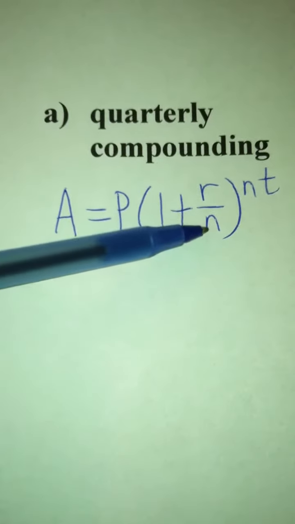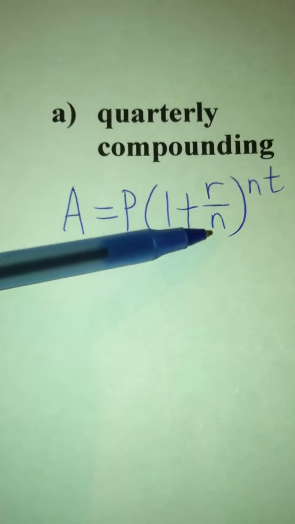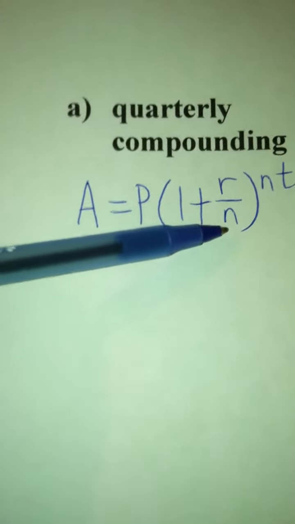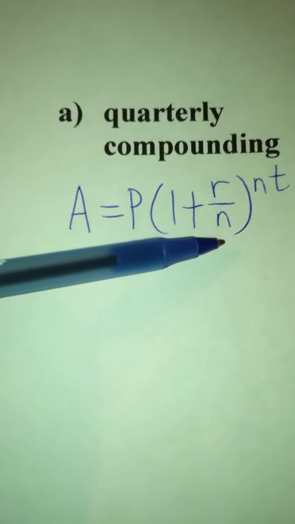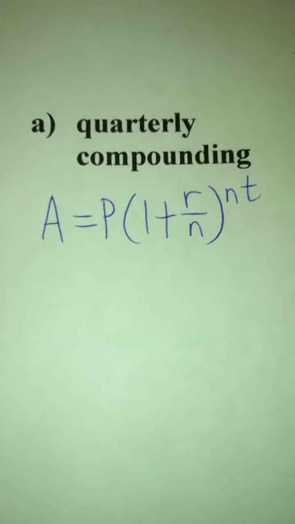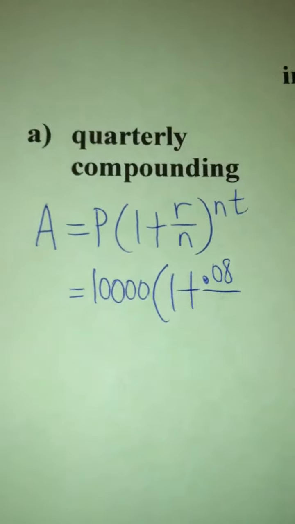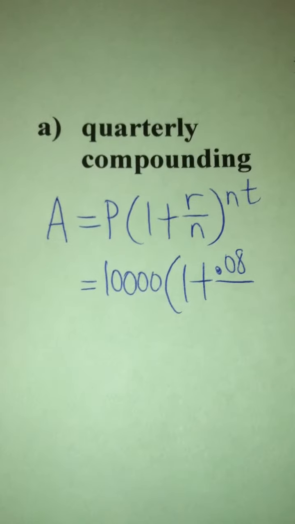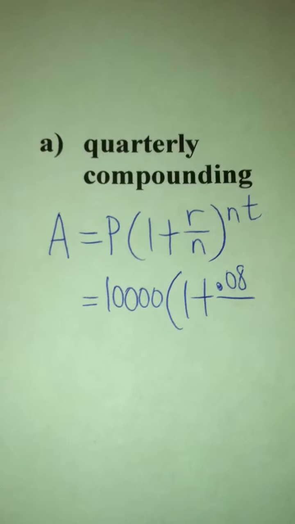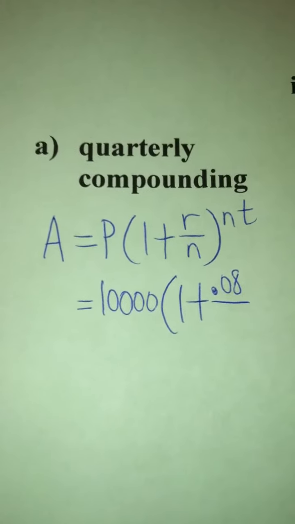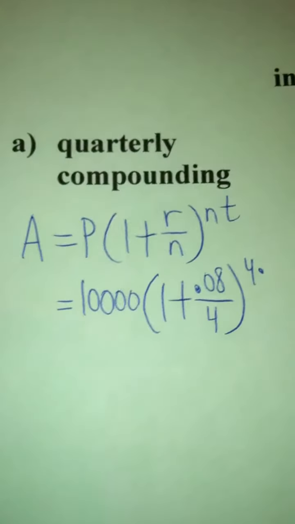The only new element is n. n means the number of times your account is compounded in a calendar year. P, r, and t remain the same. So we plug in 10,000. r is still 0.08. And if something is compounded quarterly, how many times a year is that? Right, 4 times a year. So n is 4, and t is still 5 years.